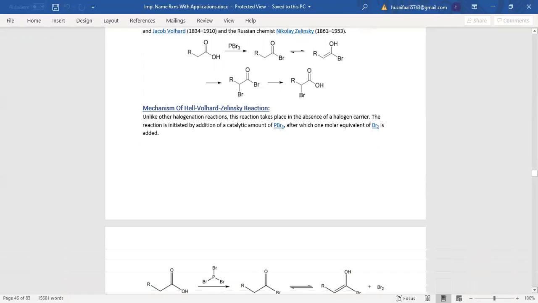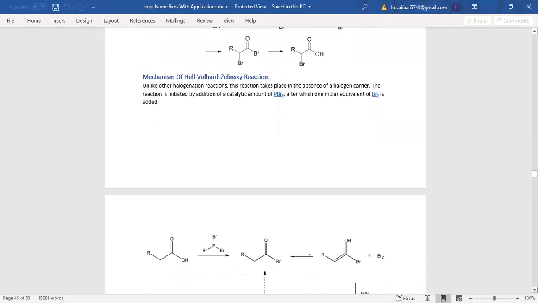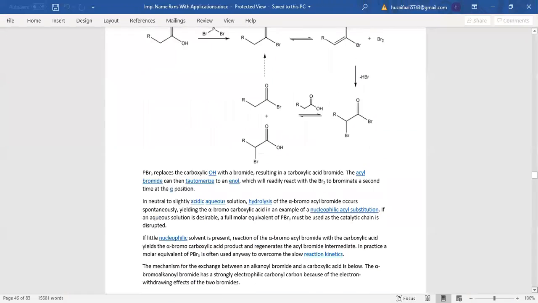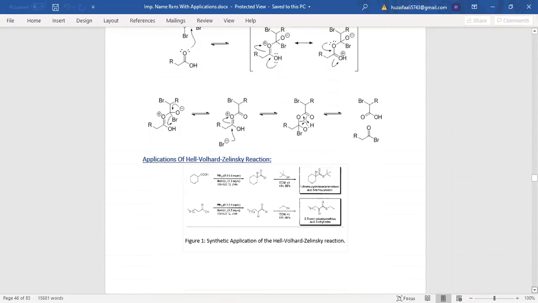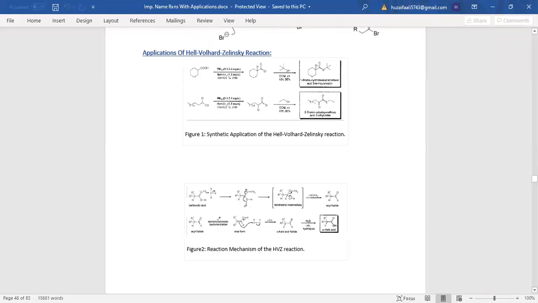Mechanism of Hell-Volhard-Zelinsky reaction. Applications of Hell-Volhard-Zelinsky reaction.